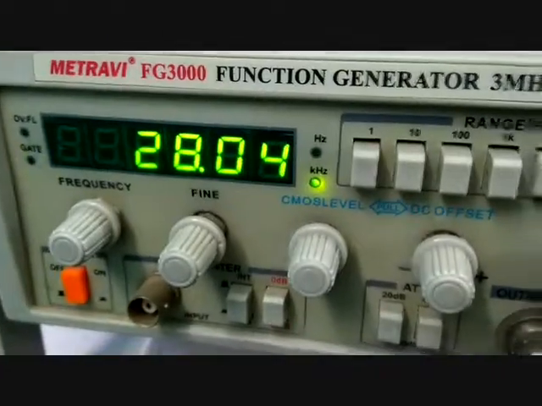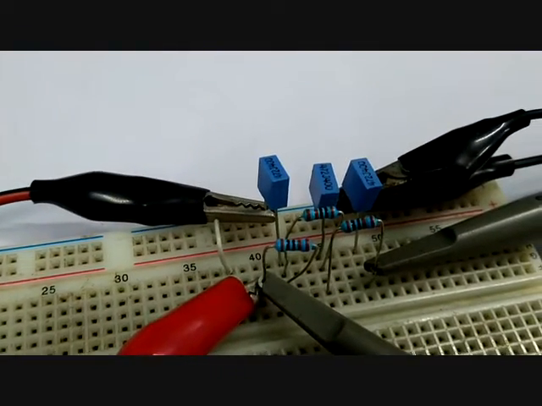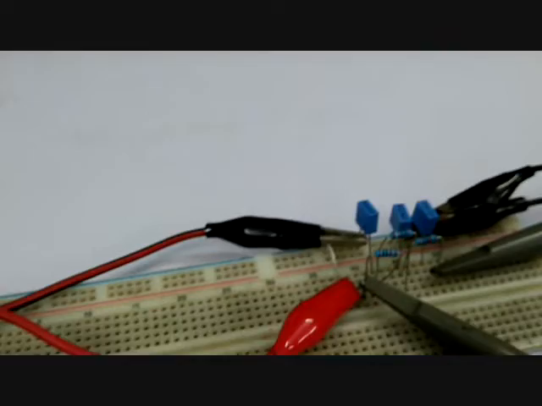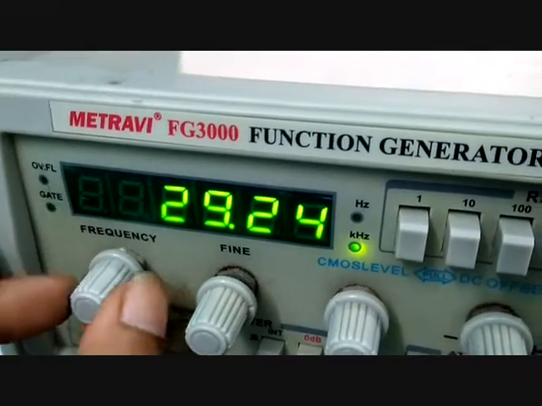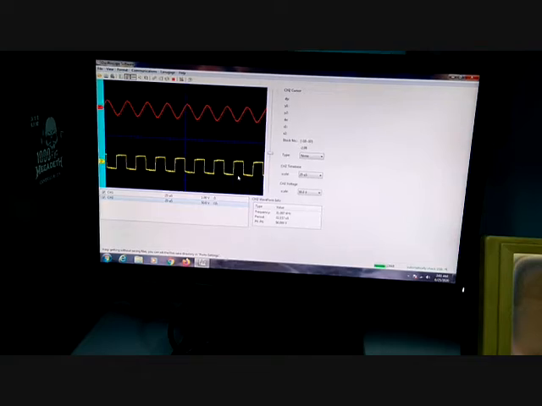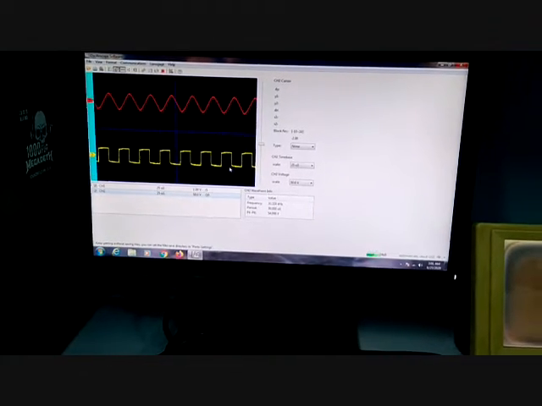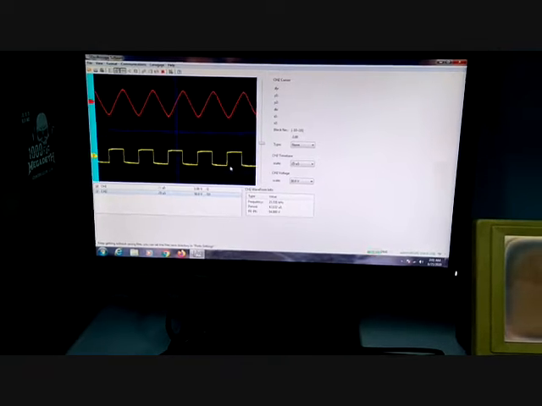I am choosing 1k resistors and 472J capacitors, that means 0.0047 microfarad. Now I am just changing the frequency. As we can see, the frequency is getting constantly changed. So basically this circuit will work if the values are chosen properly.